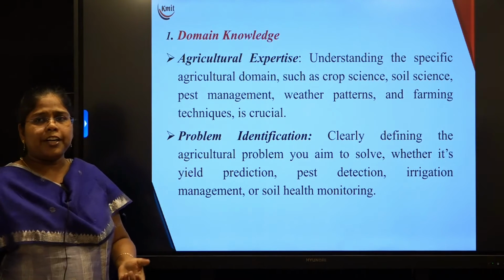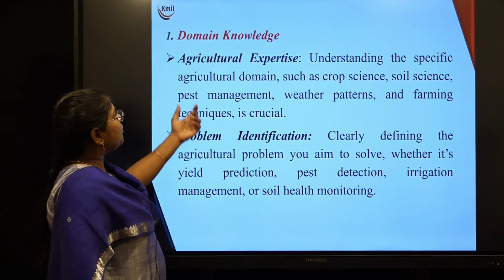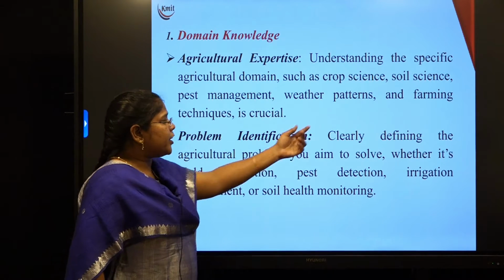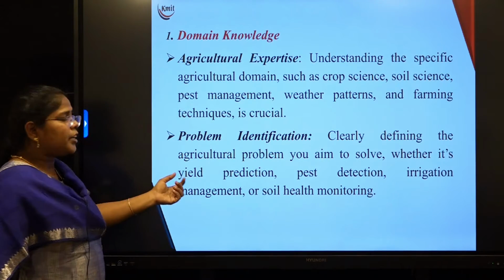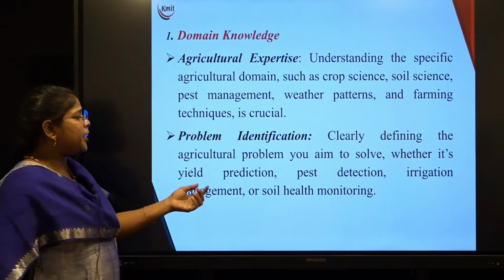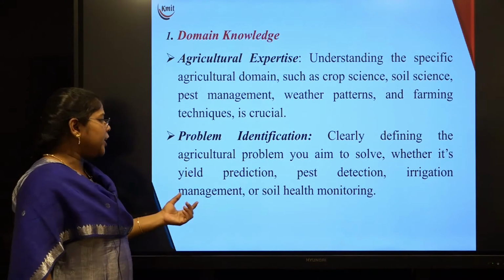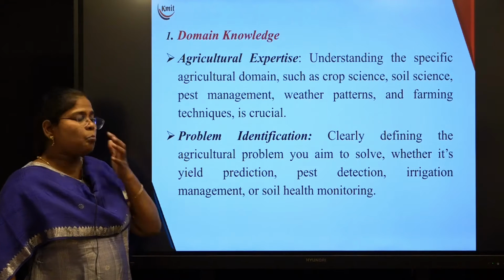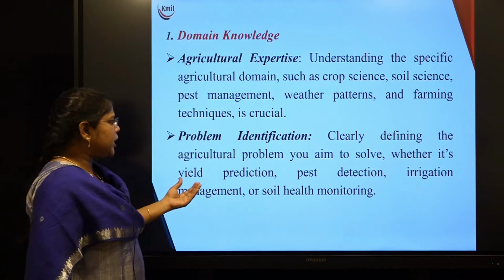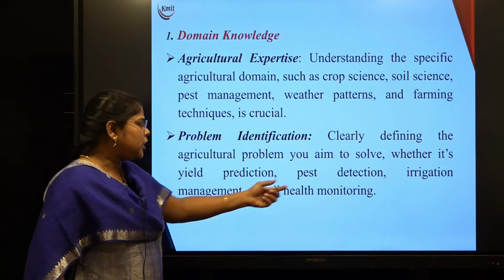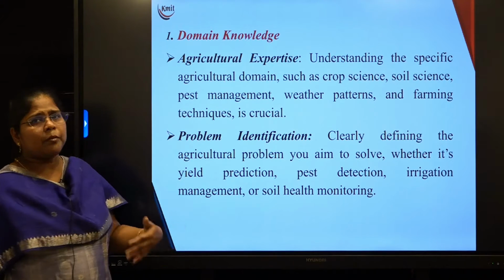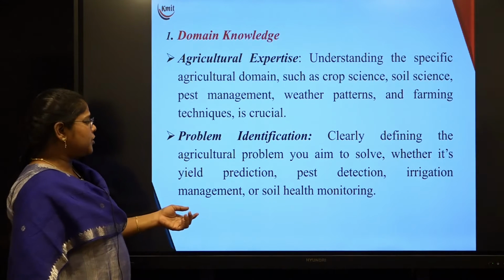So, from the domain knowledge, we need to identify the problem. Problem identifying comes under the domain knowledge. Problem identifying is nothing but clearly defining the agriculture problem we aim to solve, whether it is yield prediction or pest detection or irrigation management or a soil health monitoring system. So, these are the examples. First one is yield prediction, second is pest detection, then irrigation management and the soil health monitoring system. These are the problems that can be identified in agriculture systems.